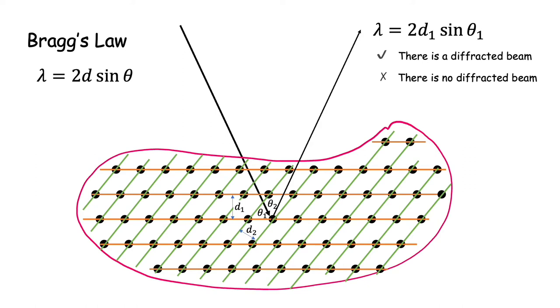This is where Ewald came in, and he solved the problem by taking it from the direct space, from the real space shown here, to the reciprocal space. So let us look at his solution. In the reciprocal space, there is an incident wave vector ki. A wave vector is a vector which is in the direction of the incident wave and whose length is 1 by the wavelength of the wave.